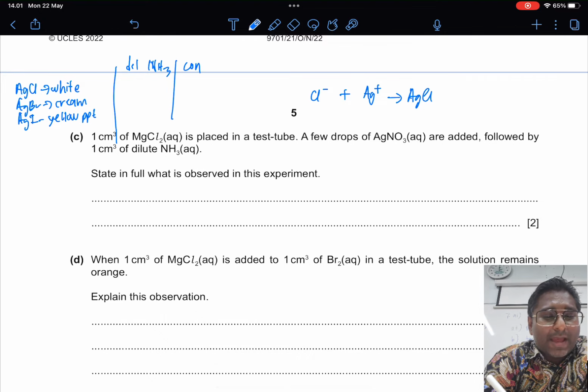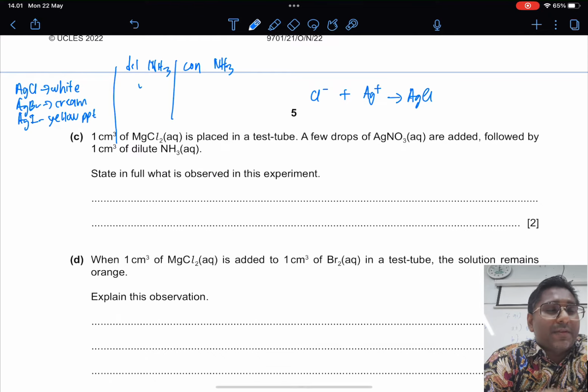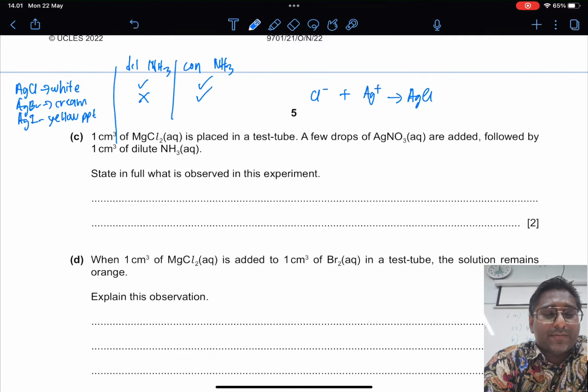If you add dilute ammonia, silver chloride, the white precipitate, dissolves. If it is dilute it dissolves, so concentrated of course will dissolve. Now silver bromide, on the other hand, does not dissolve in dilute ammonia. The cream precipitate will not dissolve. But if you are using concentrated ammonia, it will dissolve.